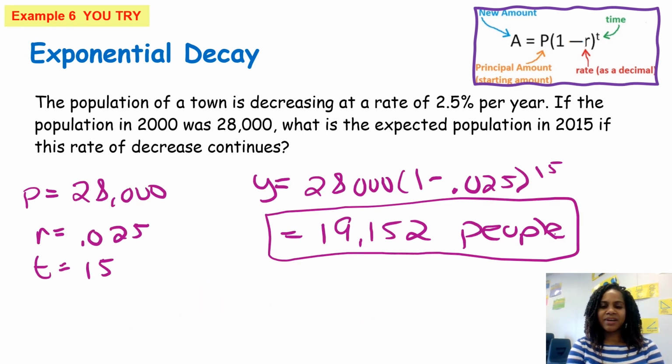All right, so you should have gotten 19,152 people. If not, go ahead and pause the video and analyze my work here a little more, but hopefully you got it correct.